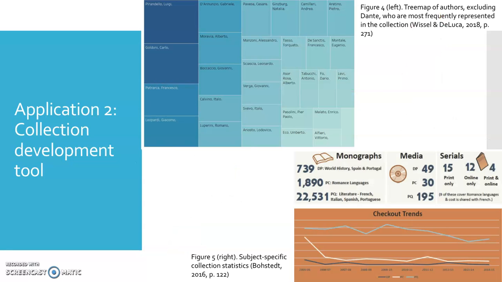Here are additional examples of visualizations for collection development purposes. Figure 4 shows a tree map created of the authors who are included in the Valente Italian Library collection. The size of each box and its color gradation reflects how frequently each author is represented in the collection, with the exception of Dante. Figure 5 shows another way that subject librarians can use information visualizations, in this case showing how many monographs and media the collection has in each of 3 Library of Congress subject headings, as well as checkout trends for those subject headings.